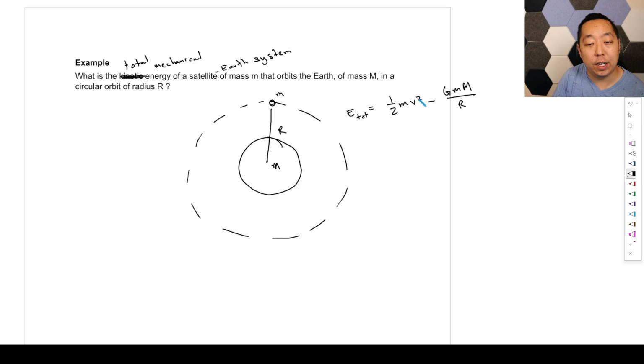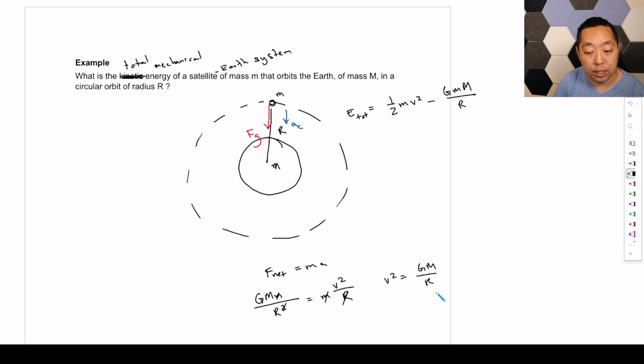So how are we going to figure out that v part? Well, we're going to draw our free body diagram, right? Centripetal acceleration, so this is going to be the force of gravity, and then we have a centripetal acceleration in that direction. So when we do F net equals ma, we're going to have the force of gravity, which is G big M little m over big R squared, and that's equal to m times the centripetal acceleration, v squared over r, right? The r's cancel, the m's cancel. You get v squared is equal to G big M over r, which we can then plug into here.